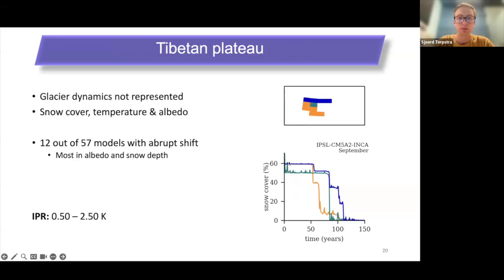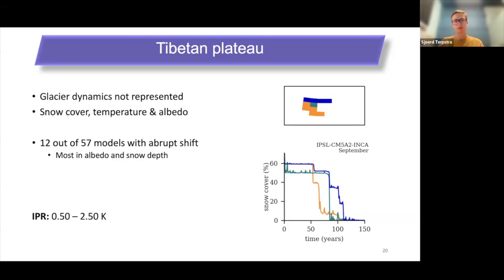Next system is the Tibetan Plateau. Now, in CMIP6 models, the glacial dynamics are typically not represented. However, we can look at things like snow cover, temperature, and albedo in this area. And we find that if we look at these variables, we find 12 models that have an abrupt shift. And this means some type of abrupt disappearance. We found them mostly in albedo and snow depths, not so much in snow cover.